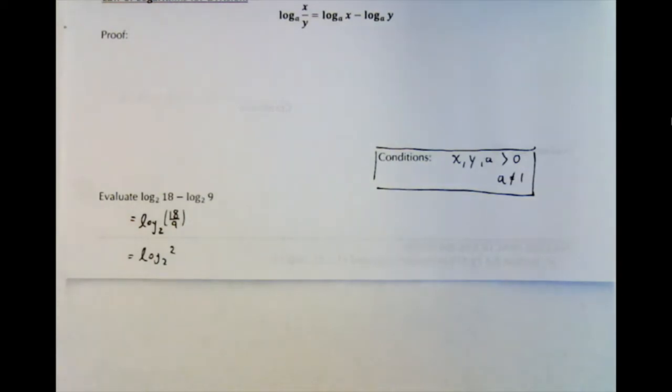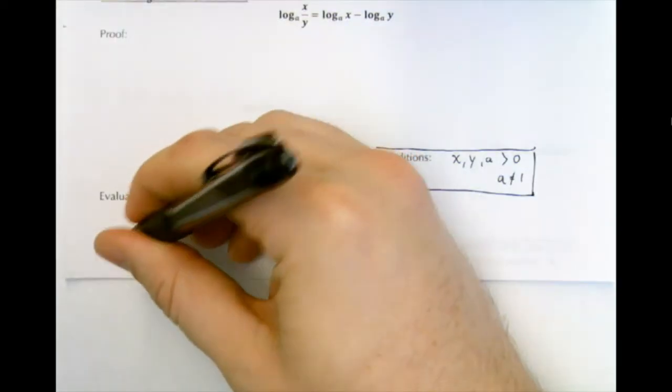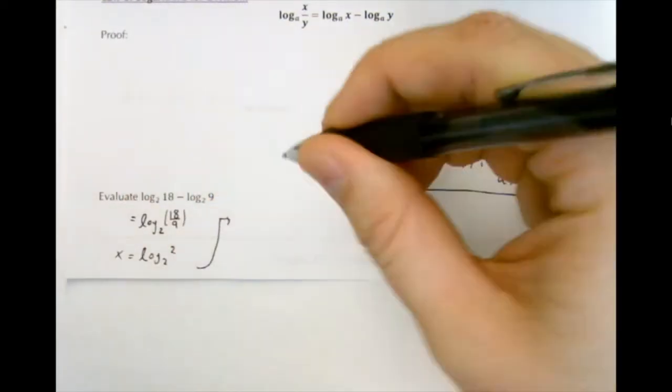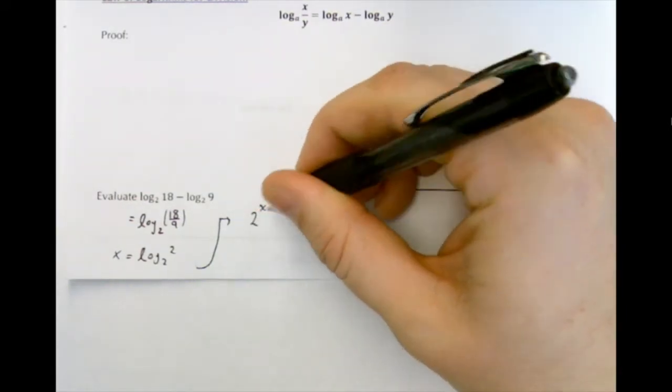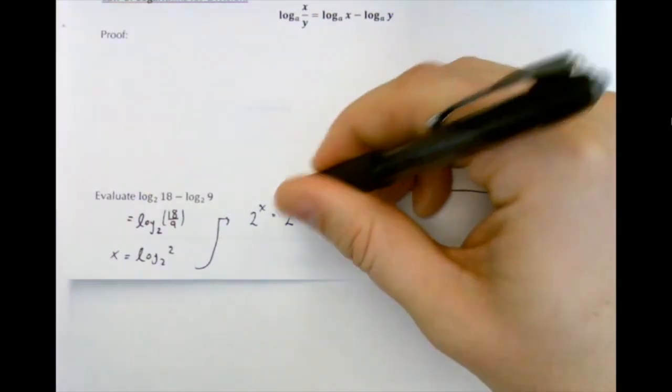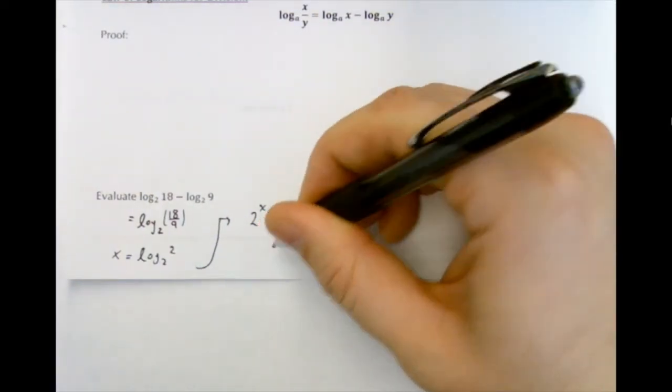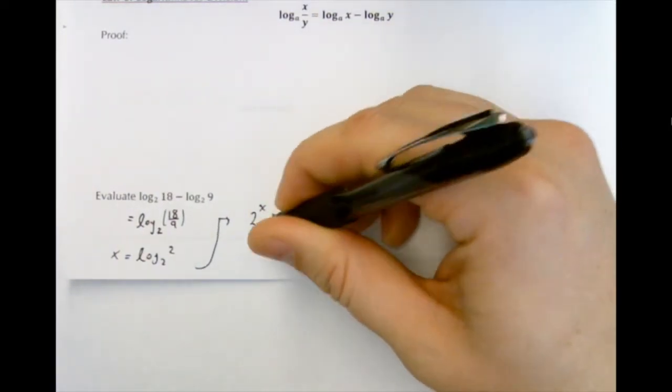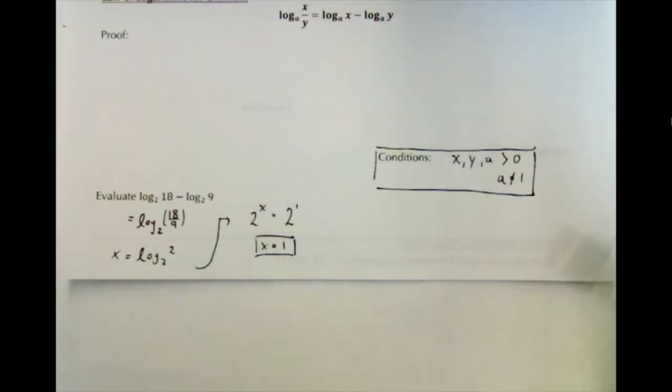And using the definition of a logarithm, we can rewrite that as a power. So 2 to the exponent x equals the input 2. What's the exponent on 2? Well, it would be 1. And if we equate the exponents, we get x equals 1. So we are able to evaluate that if we put it together as a single logarithm. That's it for the example. If you'd like to stick around for the proof, here we go.